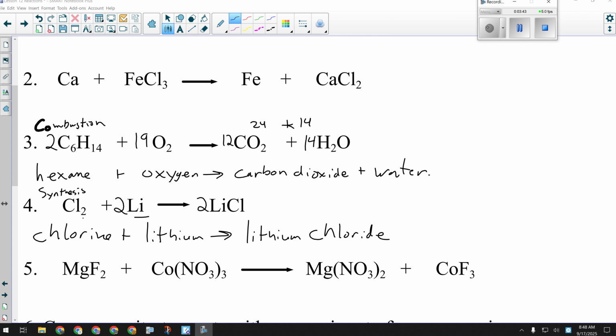Okay, on number 5, we've got magnesium fluoride, and we've got cobalt 2, or actually cobalt 3 nitrate. Remember it's important to have those Roman numerals in there. And that is going to make magnesium nitrate on the other side.